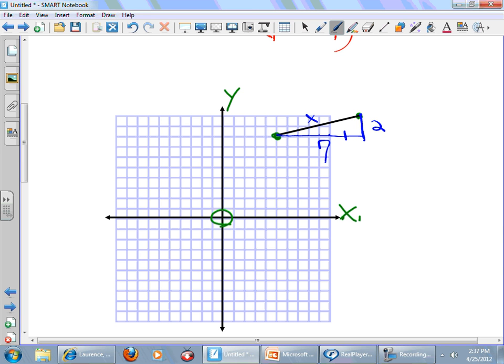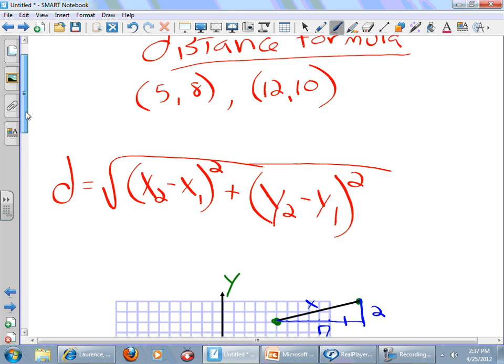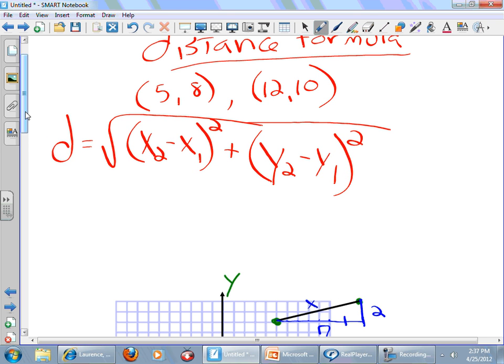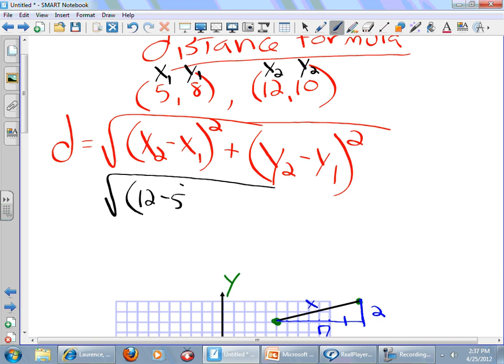So I'm looking for x. I can use the Pythagorean theorem. I will leave you to do that. I'll do it using the distance formula and see if you get the right answer. All right, to use the distance formula, you have to be careful. A lot of you made mistakes with this. You have to first identify x and y, and then x and y. Now I'm going to subtract my x's. So I can do 12 minus 5, and I'll square it. And I will do 10 minus 8 and square it.